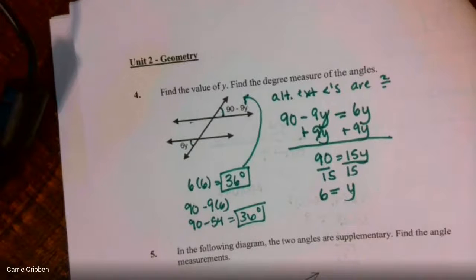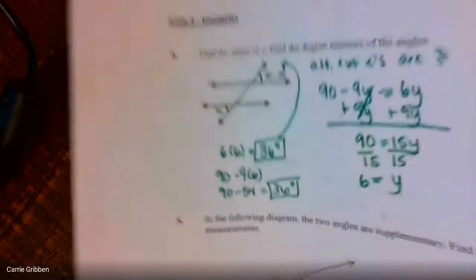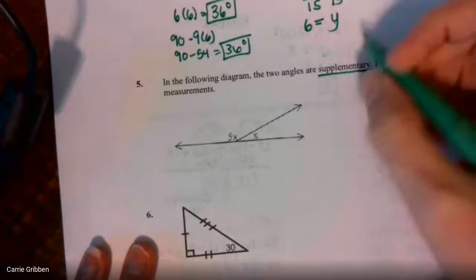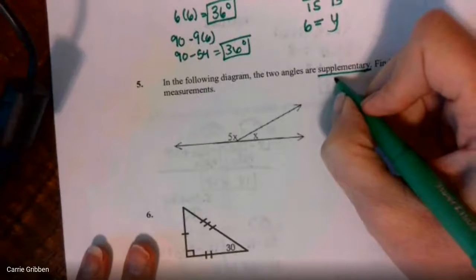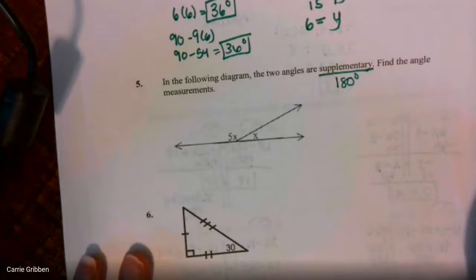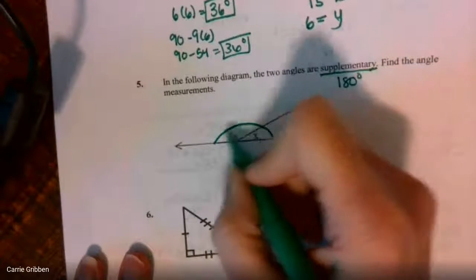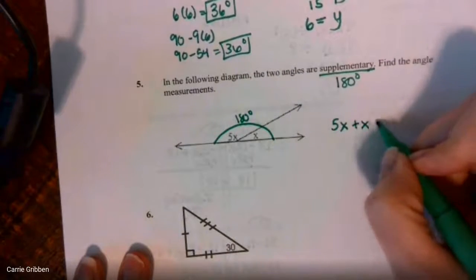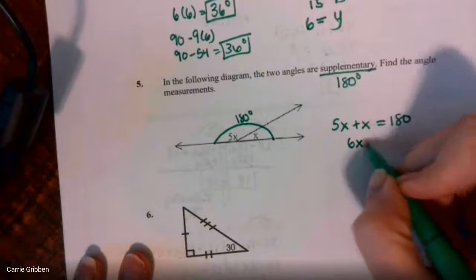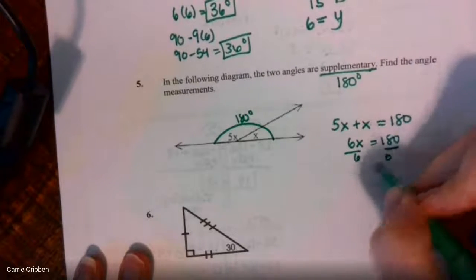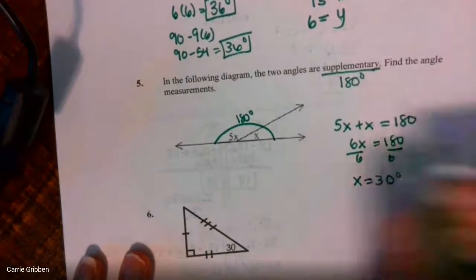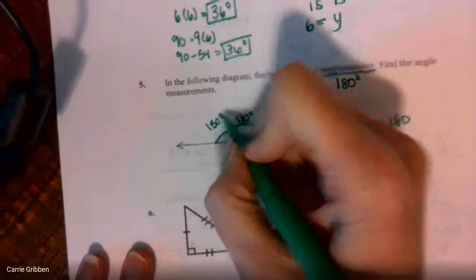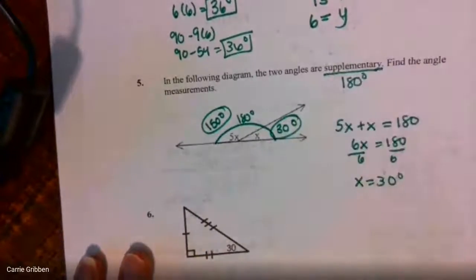Okay, then the next thing, on number 5, it says, in the following diagram, the two angles are supplementary. So we've got to remember, what number is supplementary? It's 180. They make a line, they equal 180. You can see the half circle, and the half circle is the 180. These two together, so 5x plus x, has to add up to 180. So we've got 6x equals 180, divide by 6, divide by 6. That means x equals 30. So the little angle, this side, is 30, but 5 times 30 is actually 150. So that's this side of the angle, and that one's the other.